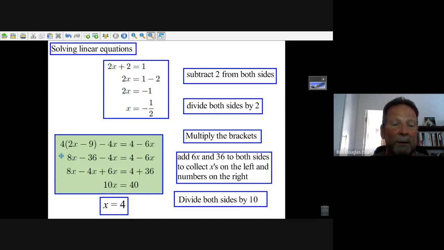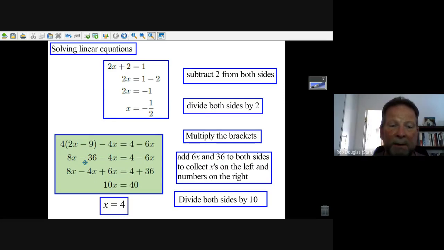Now, this next question is a little bit more involved. First, you multiply out the brackets. 4 times 2x is 8x. 4 times minus 9 is minus 36. Now we're going to do things to both sides. We want to get the x's on one side. So what we do is we add x to minus 6x, and the x's are gone from this side, and the plus 6 is gone over to this side. You can think of it as just moving it over from minus 6x, changing it to plus 6x.